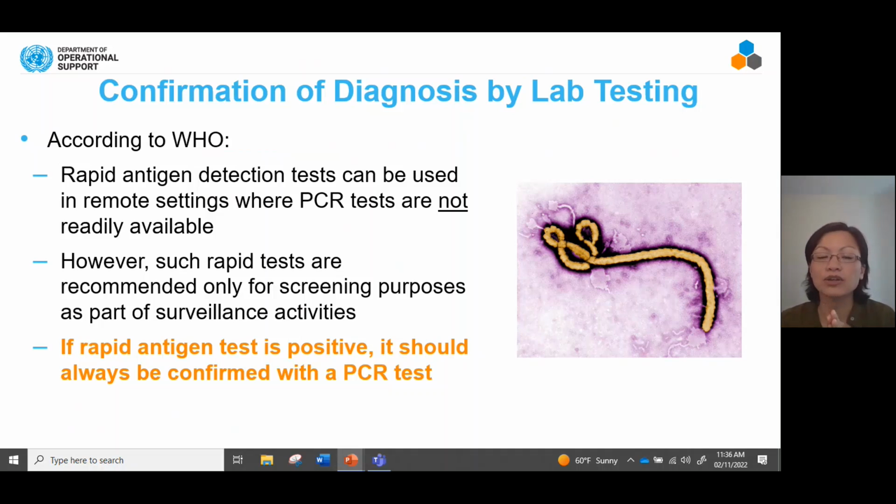Sometimes there is a question of, can I use a rapid test instead of PCR? WHO actually recommends that, yes, you can use rapid tests when PCR tests are not available. However, if the rapid test is positive, you should always confirm it with a PCR test, simply because sometimes these rapid tests are not as good as the PCR test.